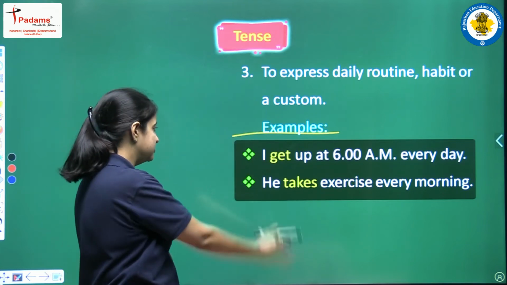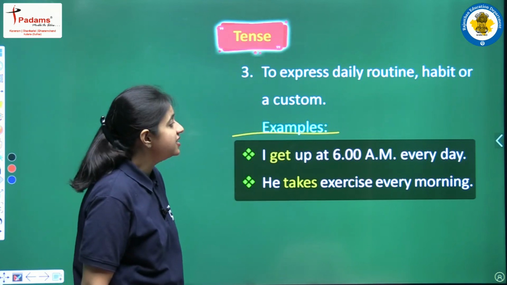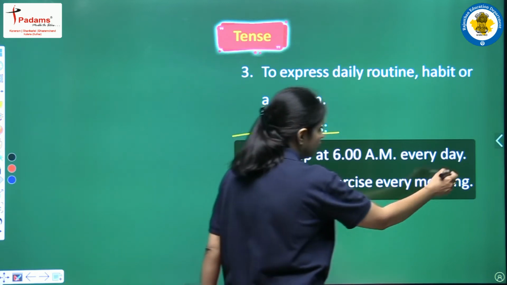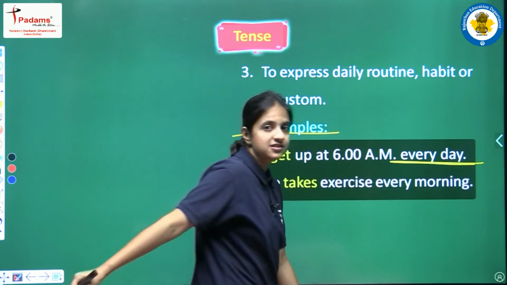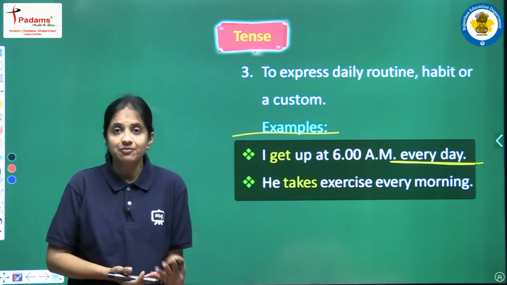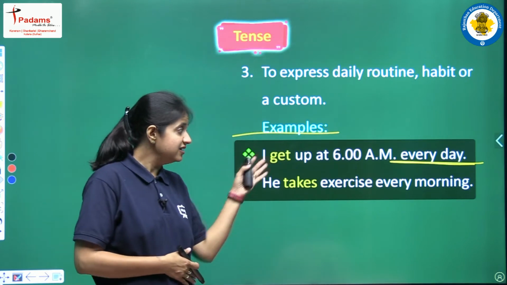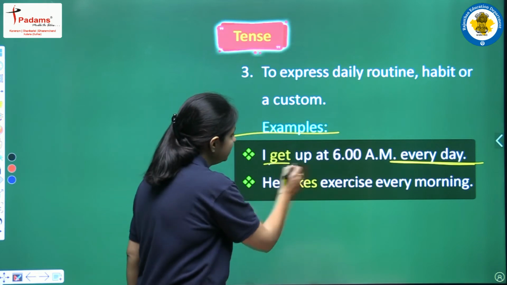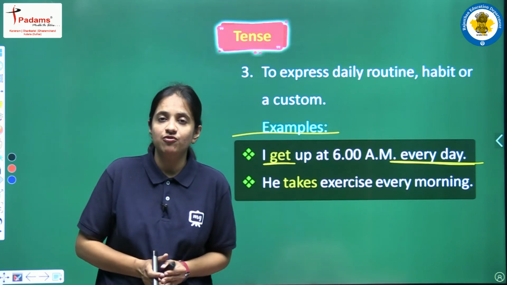So the first sentence is I get up at 6 a.m. every day. So yes, here in this sentence we are talking about our everyday system, we are talking about our daily routine, or we can say our habit, and we are saying that I get up at 6 a.m. every day, and we are using get. It means we are using first form of verb here.